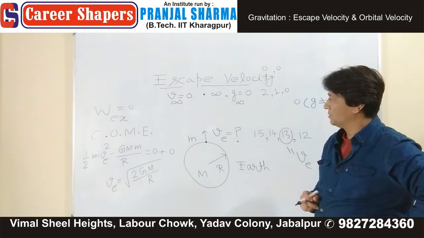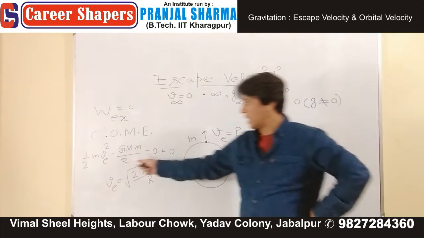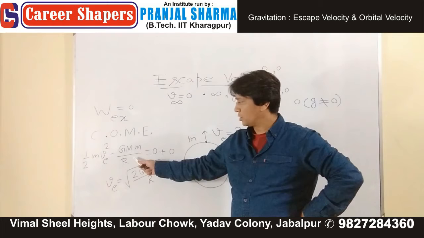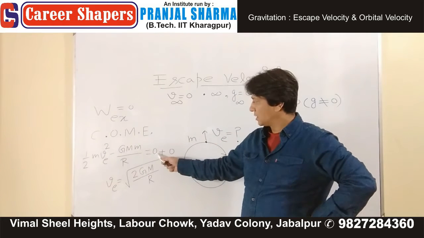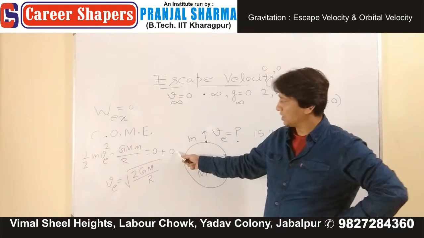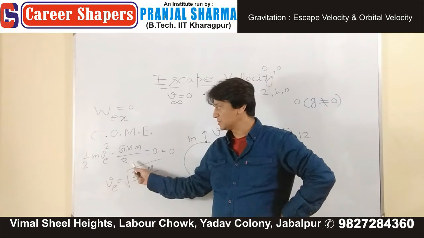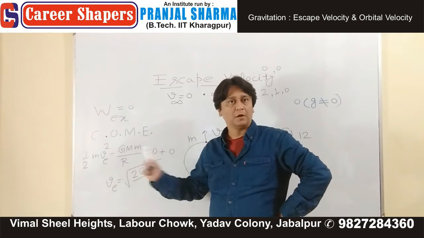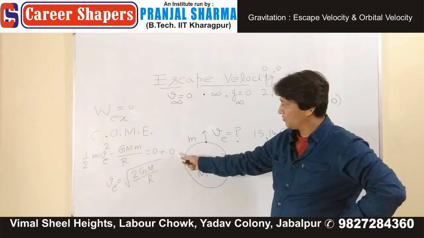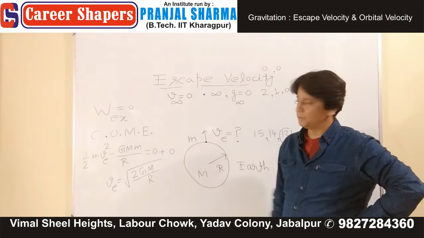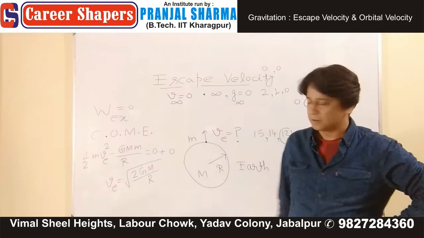That's your V. Kinetic energy initial, potential energy initial, kinetic energy final, potential energy final. We take potential energy at the surface as minus GMm by R, provided at infinity it is 0. That's your V. Note down this.